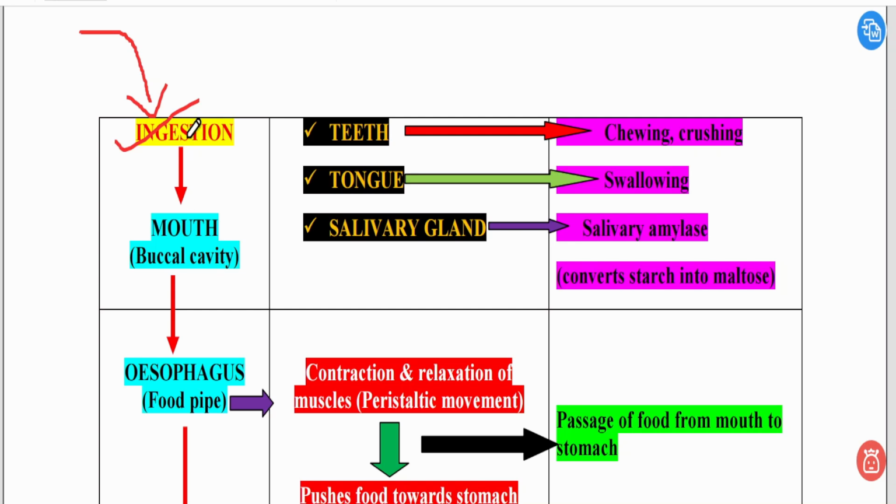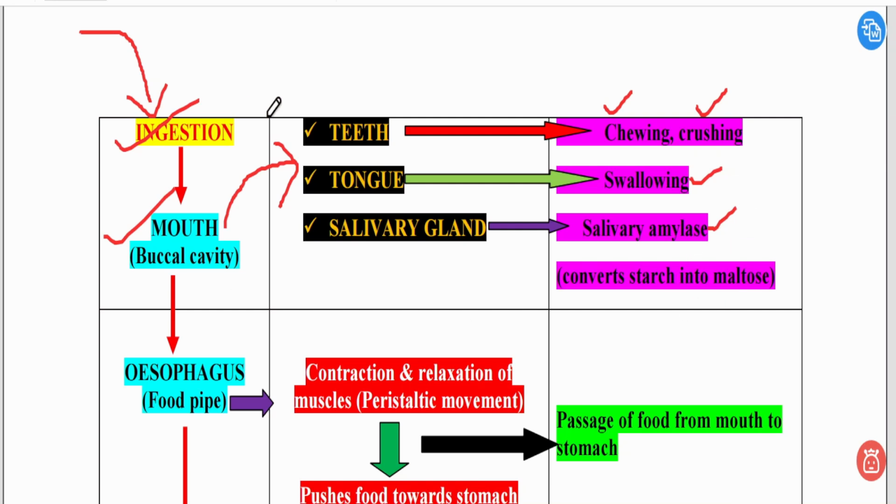First of all we take the food particles in our mouth, which is also called the buccal cavity, and the buccal cavity or the mouth consists of the teeth, tongue, and salivary glands. The teeth help in chewing and crushing the food particles, the tongue helps in swallowing, and the salivary gland contains salivary amylase, an enzyme which converts starch into maltose.